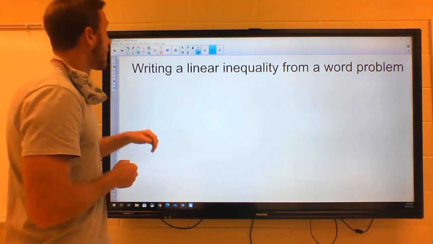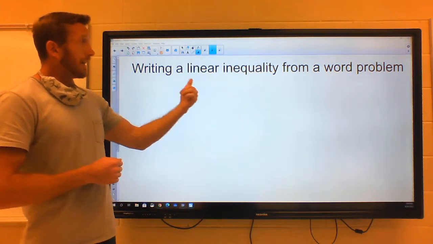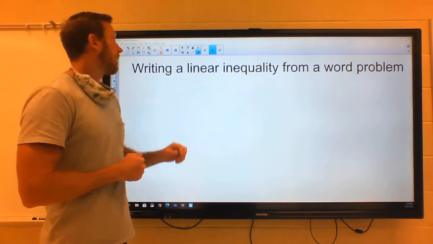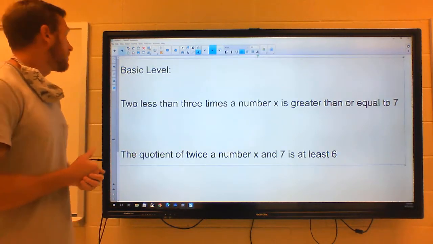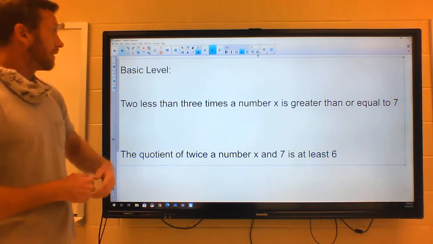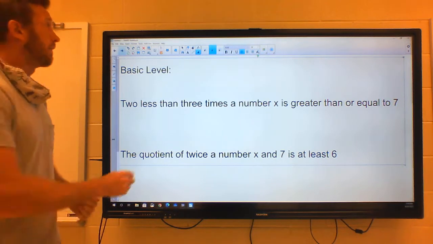So we're going to talk right now about writing a linear inequality from a word problem. All right, so let's go to two basic level questions. Okay, 2 less than 3 times the number x is greater than or equal to 7.